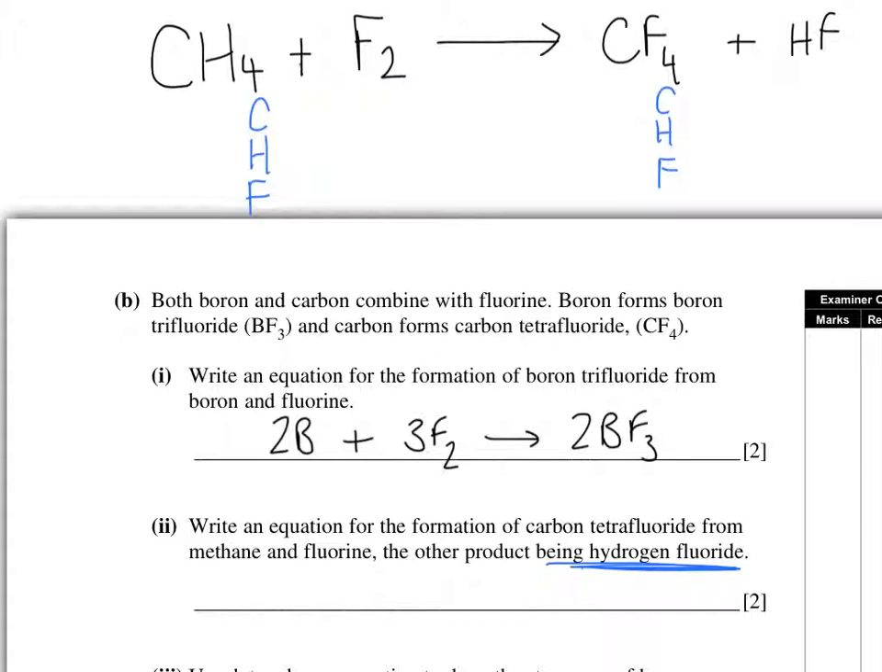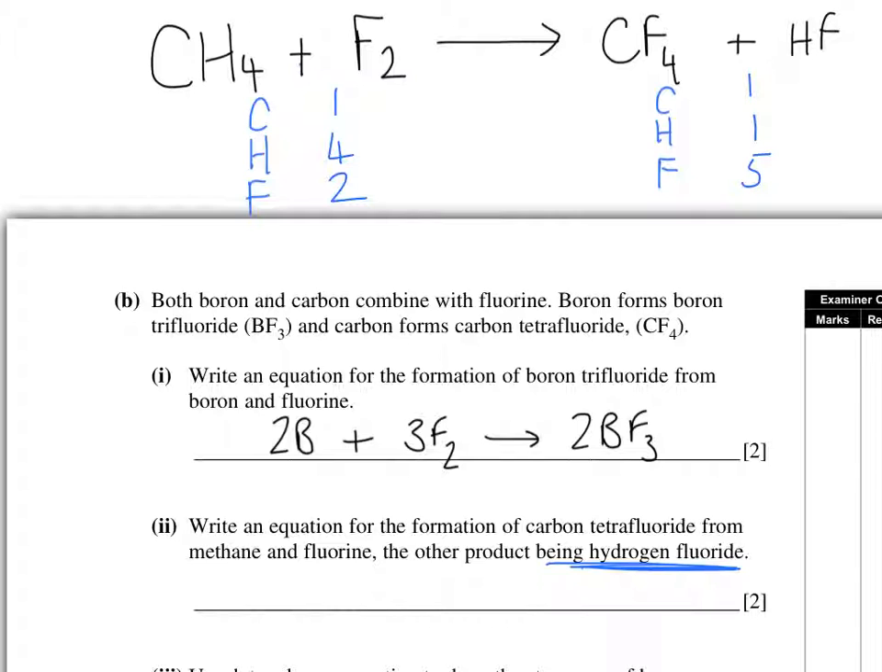Then we need to count up the number of each type of atom that we have on each side of the equation. So how many carbons do we have on the left hand side? Just 1. How many hydrogens? 4. How many fluorines? 2. On the right hand side then we have 1 carbon, 1 hydrogen and 5 fluorines.